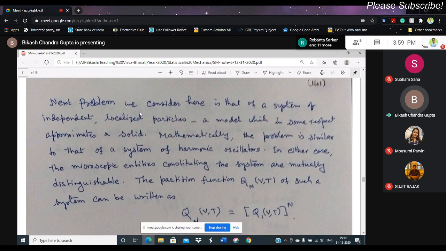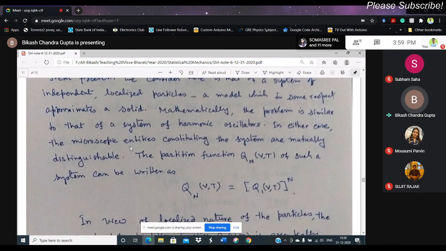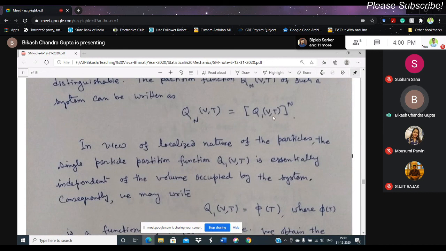And mathematically, the problem is similar to that of a system of harmonic oscillators, right? In either case, the microscopic entities constituting the system are mutually distinguishable because, as I said many times earlier, they have specific sites, and therefore they are distinguished. And hence, you write Q_N as q1(V,T) to the power N.